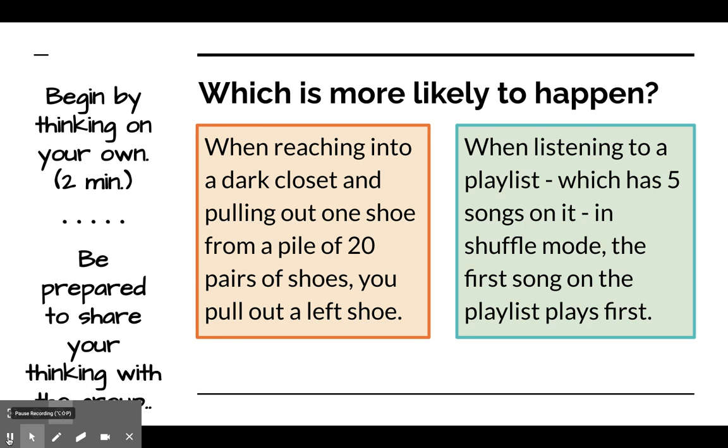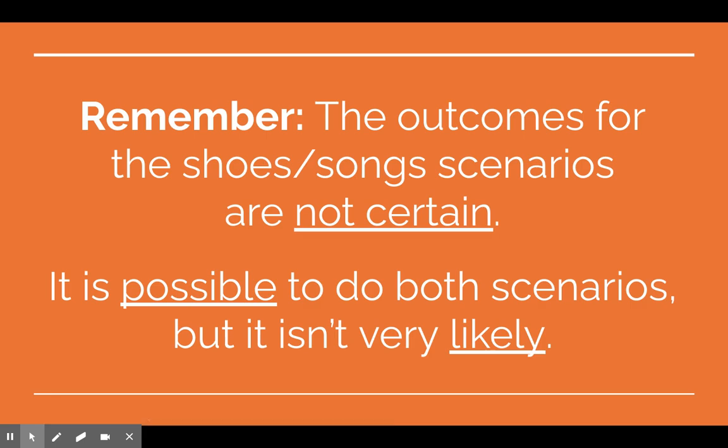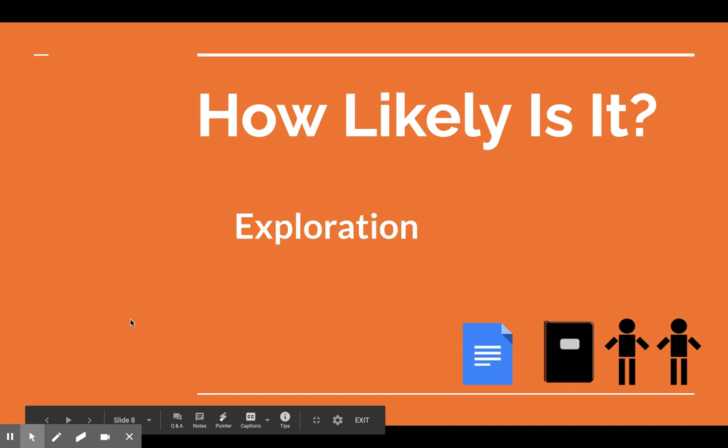So for the playlist, there are 5 different songs that could play first, and only one of them is the first song on the list. So you have a chance for the first situation for it to be half, whereas the second situation, it's only one option. So remember, the outcomes for the shoes or song scenario are not certain. It is possible to do both scenarios, but it isn't very likely. So how likely is it?